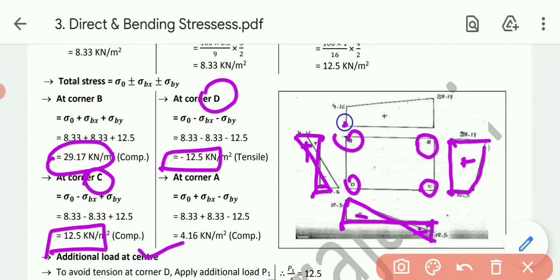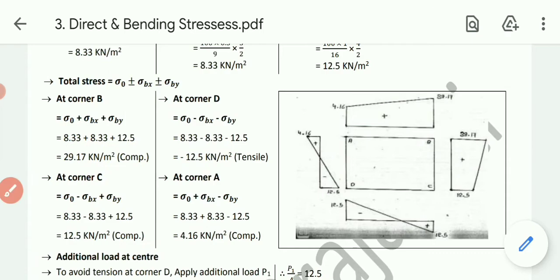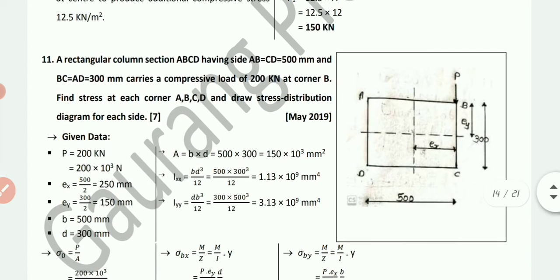And then on the upper side, at corner A, as it is positive, go upward, and at B it is 29.17, again positive, go upward, like this. We have already solved these rules in the previous example, so right now I am putting down these values directly. And then the last sum of this type, example number 11.